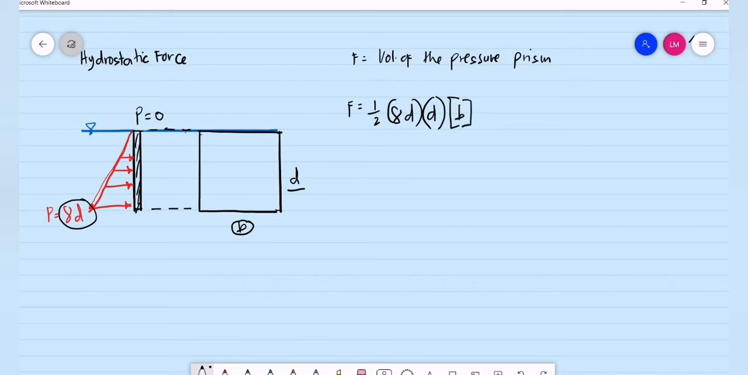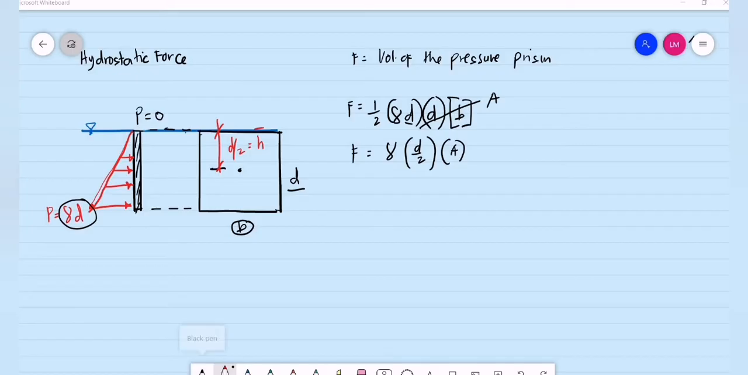If we are to conclude, what is b times d? B times d is basically equal to the area. So we will have the equivalent of the hydrostatic force as the unit weight of the liquid, then the depth divided by 2, then multiplied by the area. So what is depth over 2? Depth over 2 is the distance from the liquid surface to the mid-height of the submerged surface. This is d over 2. So we call it h bar. Okay? So d over 2 is basically equal to h bar.